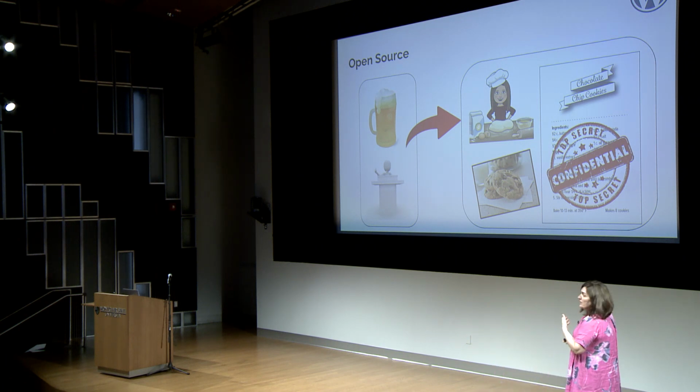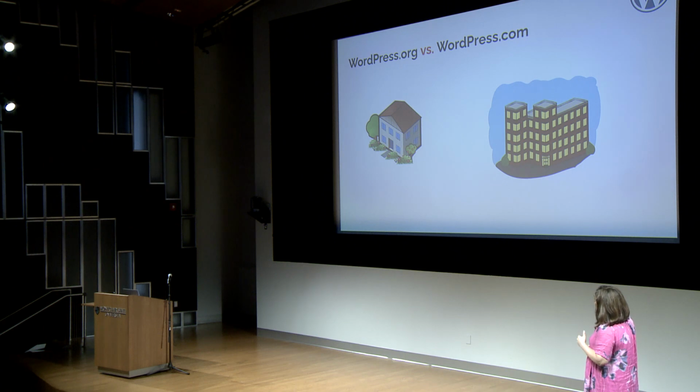So I find this example works well. They remember it, and sometimes on the test, they actually write, you know, the cookie recipe, I added dried fruits to the cookie. So that's open source. For most of them, it's usually a new concept. And then we talk about .org versus .com, because this is the biggest confusion for the students, unfortunately.